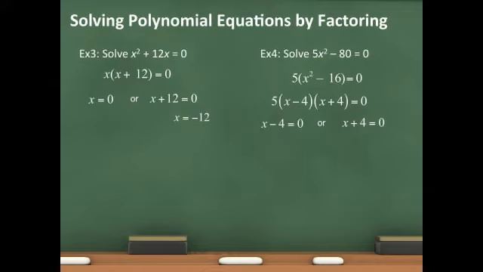In the first equation, x minus 4 equals 0, we add 4 to both sides of the equation to obtain x equals 4. In the second equation, x plus 4 equals 0, we subtract 4 from both sides of the equation to get x equals negative 4. Therefore, our two solutions are x equals 4 and x equals negative 4. Again, don't forget step 5, which is to check your solutions.